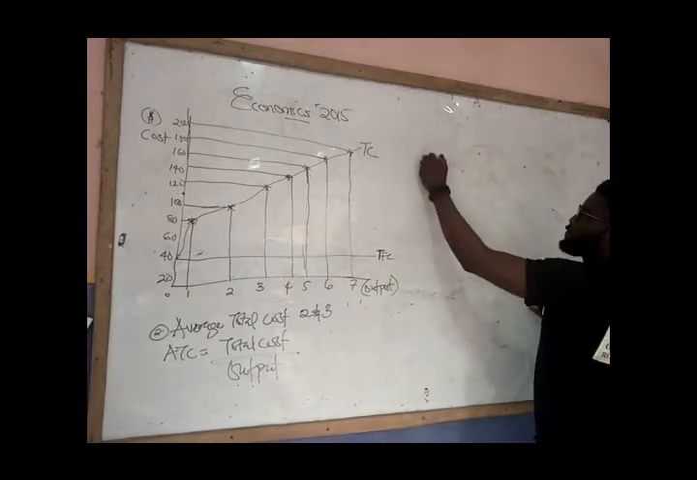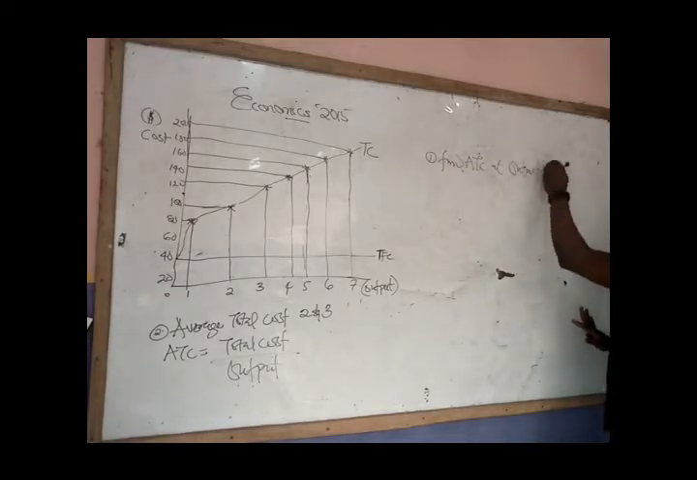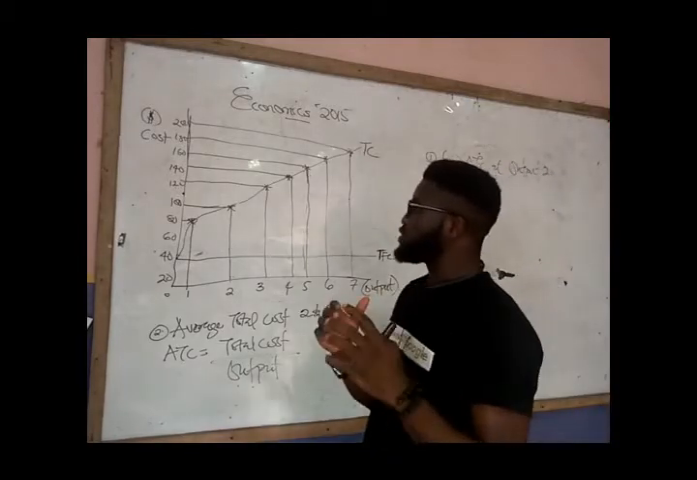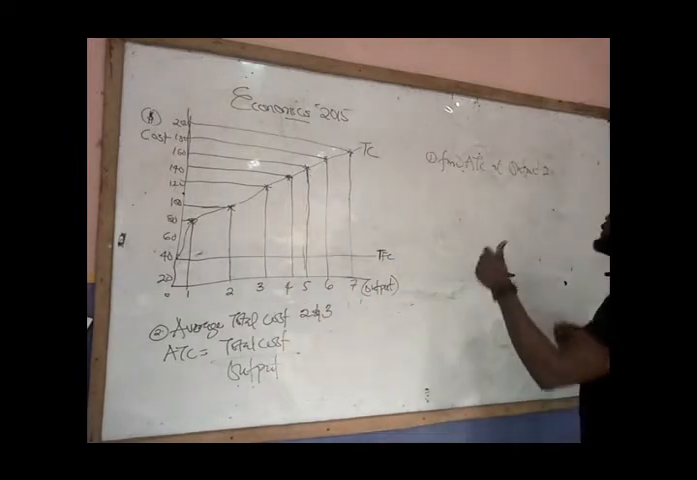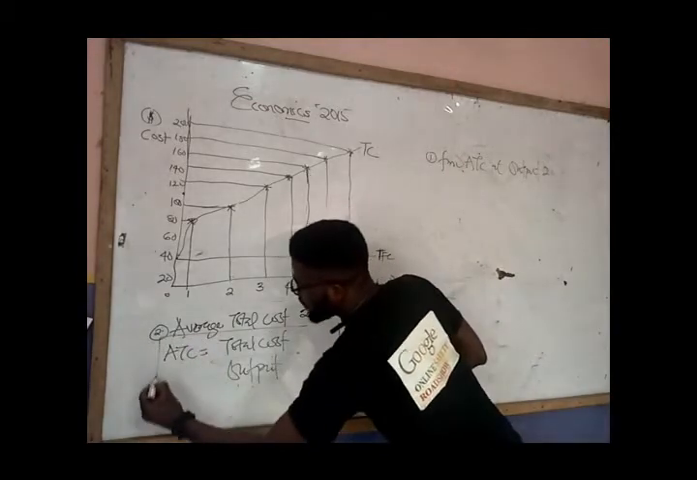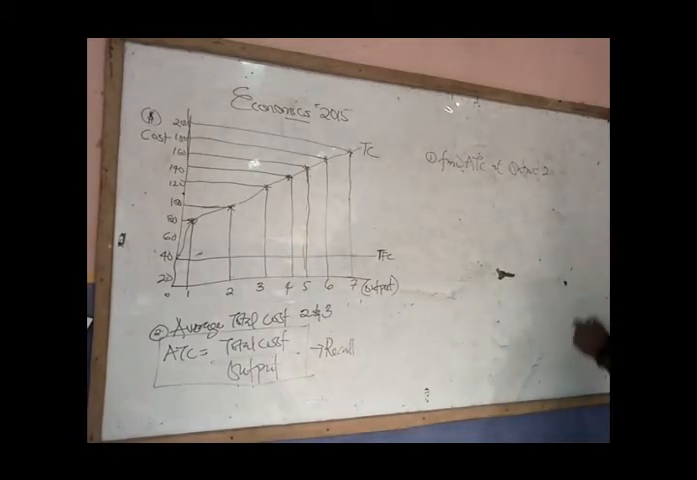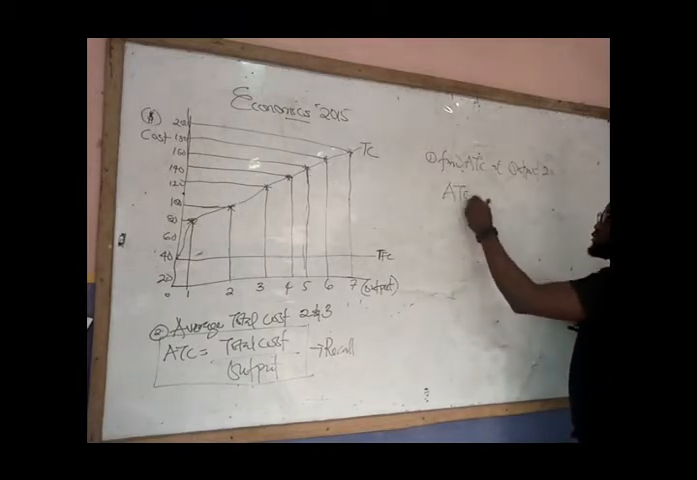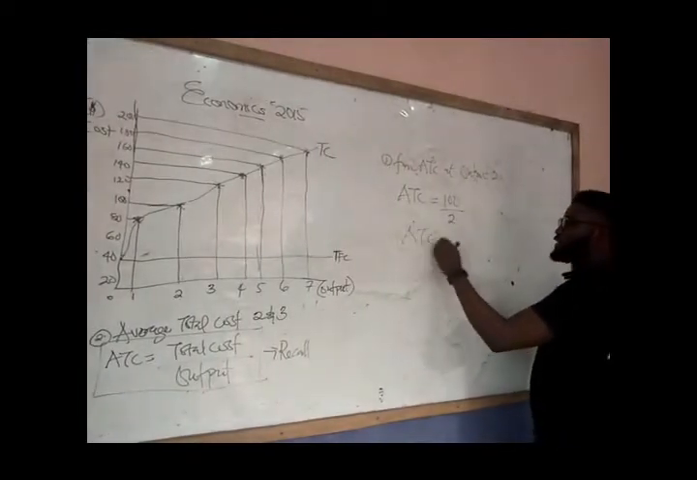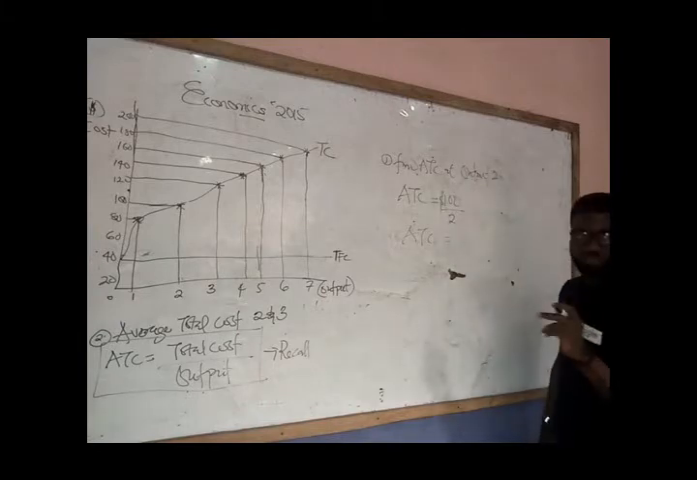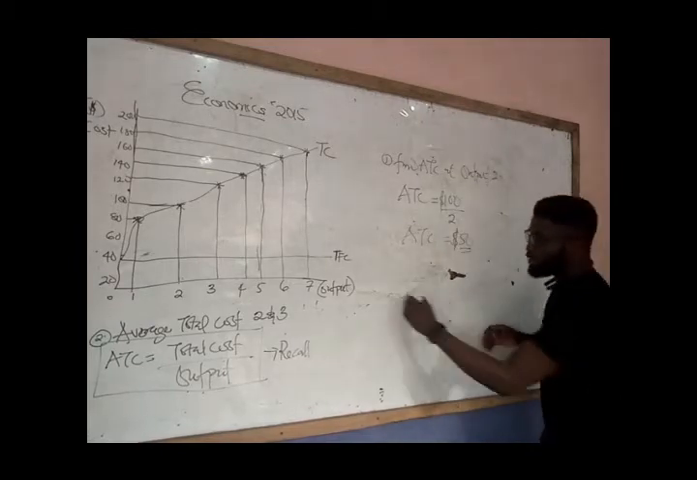Now, the first one is to find ATC at output 2. Don't forget how I showed you to trace the other time: you trace back to this, which is 100. What is the output? At output 2, the output is 2. So always recall this formula. For now, this is your friend. So find ATC at output 2. You just say ATC equals 100 divided by 2. Don't forget dollars, your sign is very, very important. So ATC now equals $50.